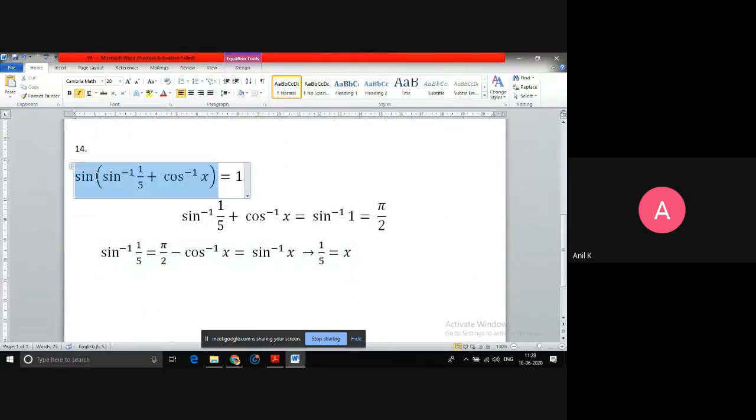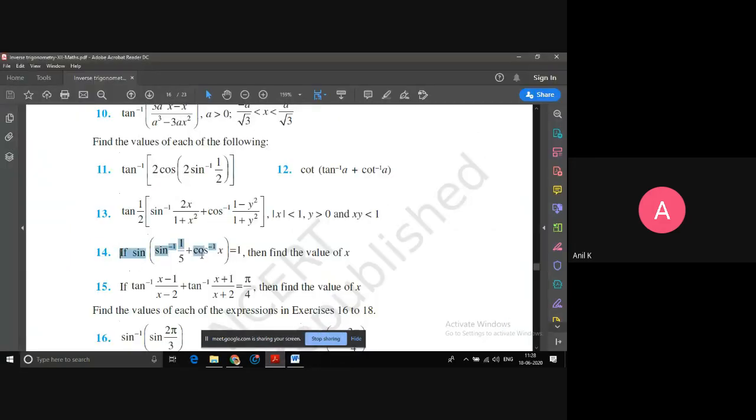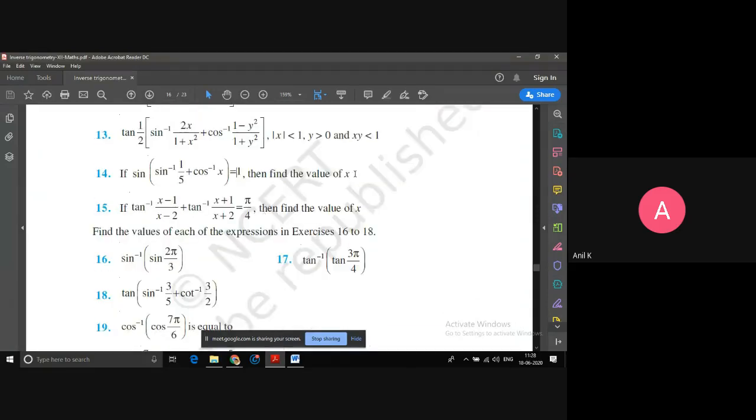First I send this sine to the right hand side, so it becomes sine inverse 1, which can be written as pi by 2. Then cos inverse x I send to the right hand side, it becomes pi by 2 minus cos inverse x. According to the identity, this can be written as sine inverse x. Sine inverse 1 by 5 equals sine inverse x. Therefore, x will be 1 upon 5. So that is the explanation for this question. Here they asked to find the value of x, and I got x equal to 1 by 5.